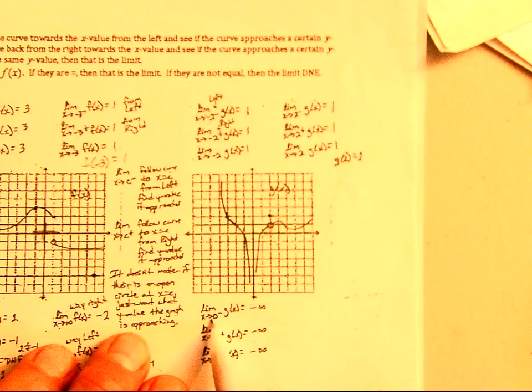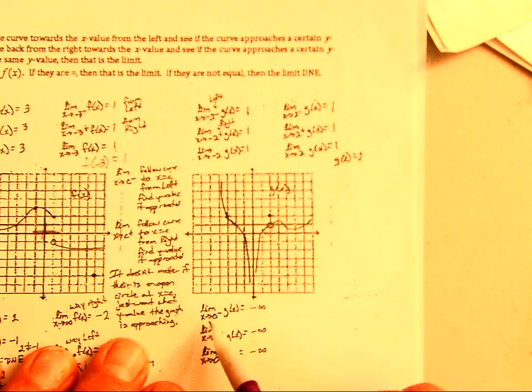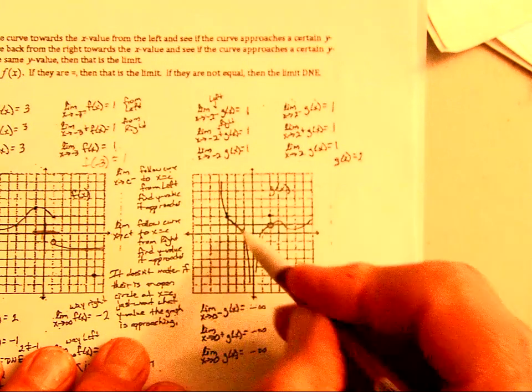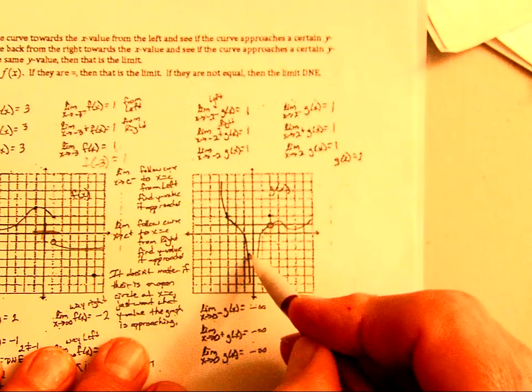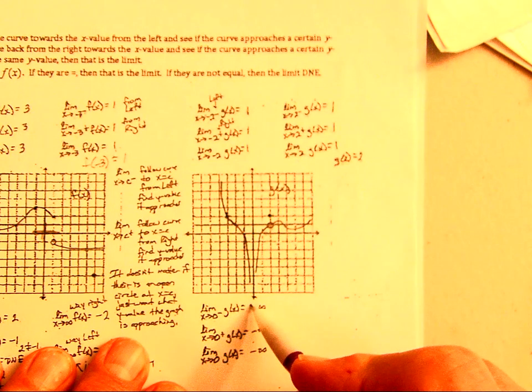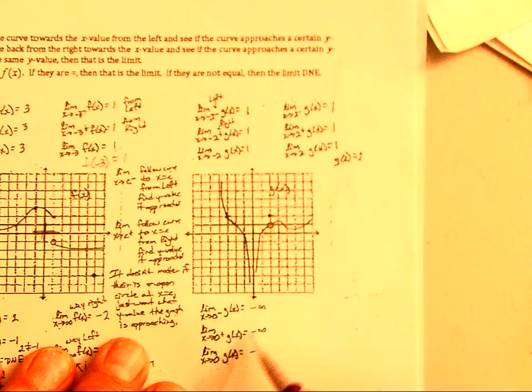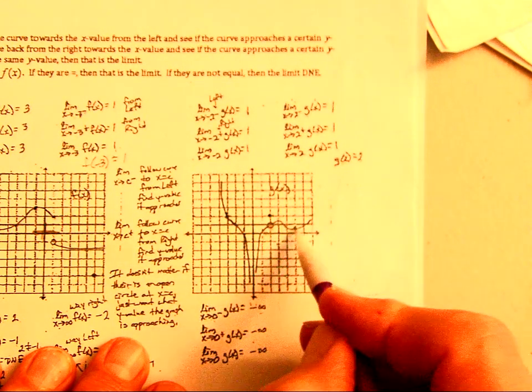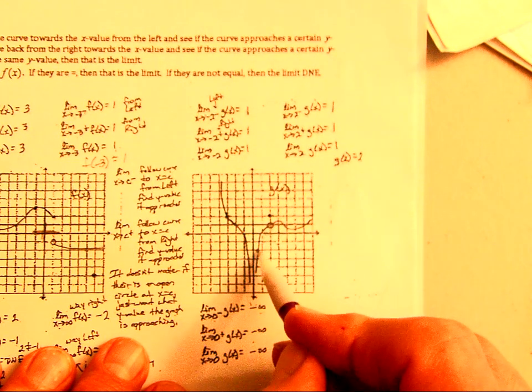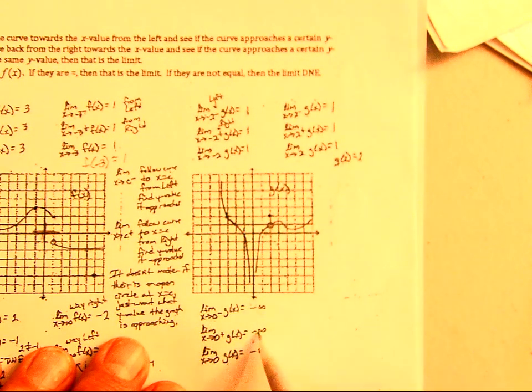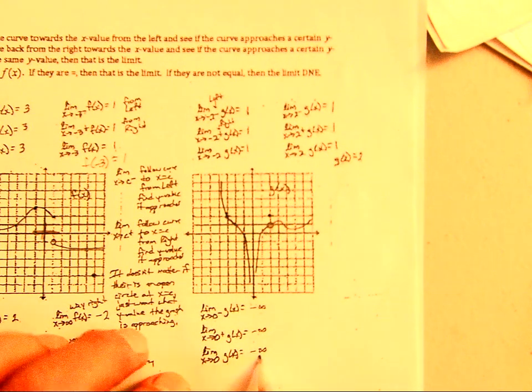Here, if we were doing the limit as x approaches 0, so down here in the bottom, the limit as x approaches 0 from the left. Well, 0 is the y-axis, so as we approach from the left, we're headed to negative infinity because we just keep going down and down and down. So that's our limit from the left. Our limit from the right, as we come backwards, we're also going to keep going down. That's also negative infinity. So our limit as x approaches 0 is negative infinity.